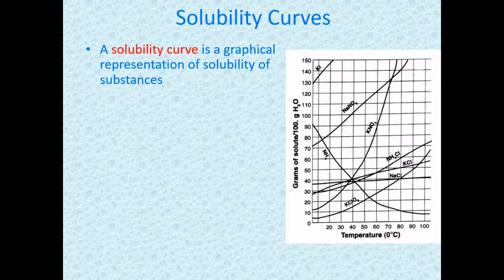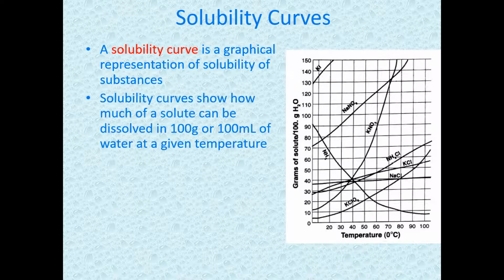As far as solubility curves are concerned, they are a graphical representation of the solubility of substances. And we can put more than one substance on a solubility curve at a time, like you can see in the diagram. Solubility curves show how much a solute can be dissolved in 100 grams or 100 milliliters of water at a given temperature or pressure.